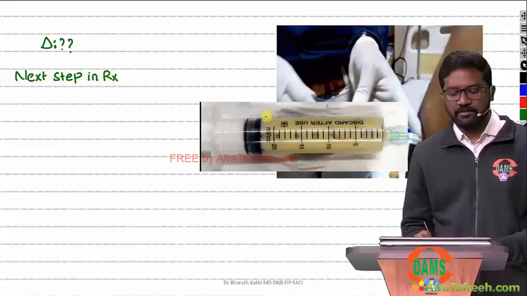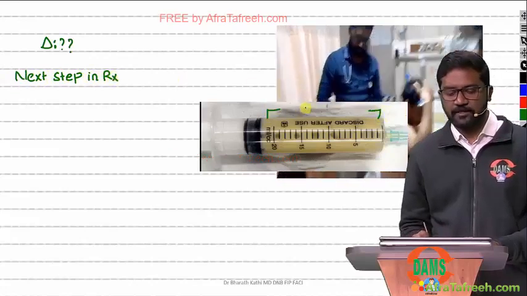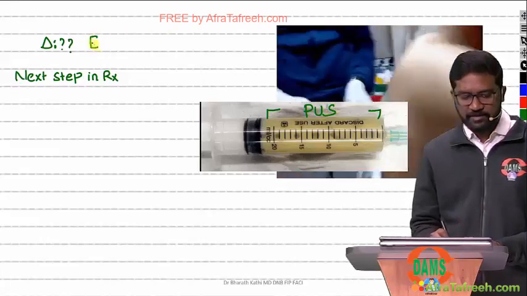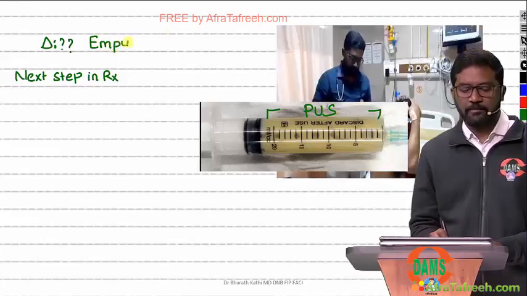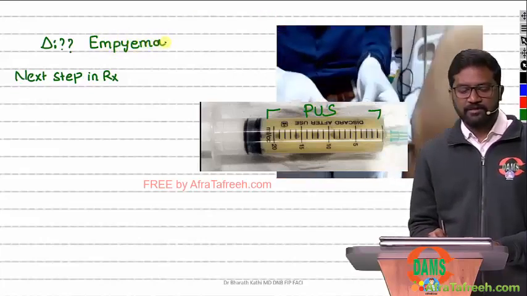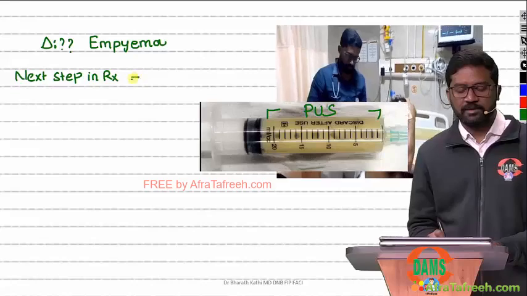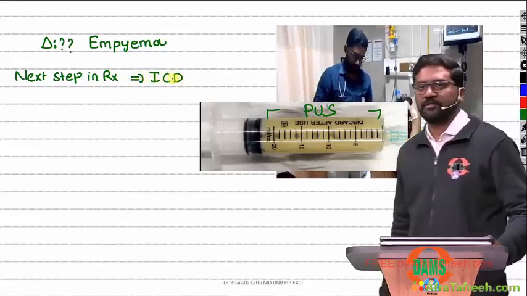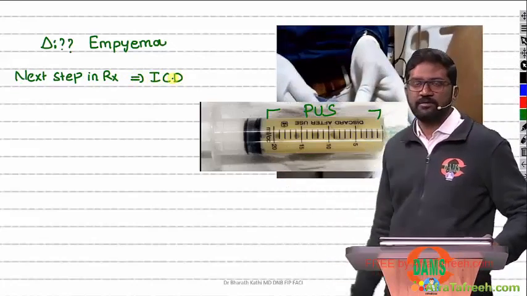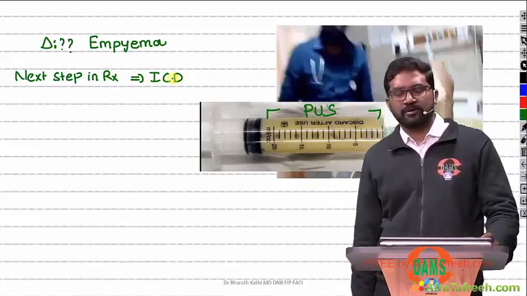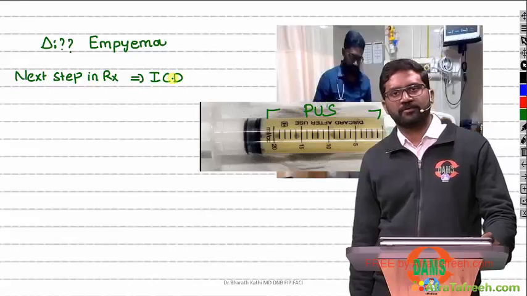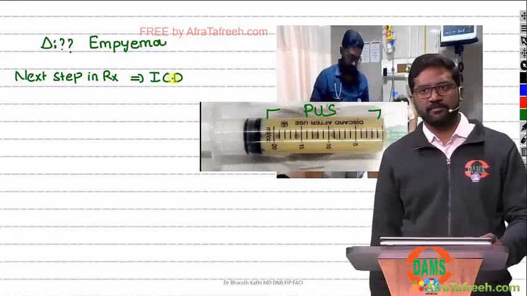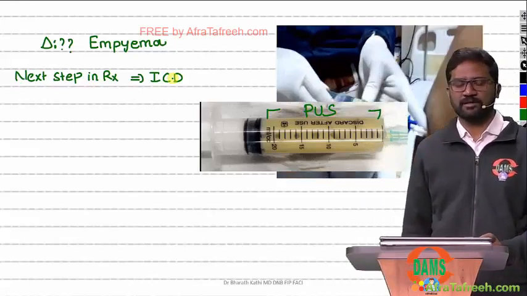So this brownish colored fluid, it is called as pus. Pus in pleural space is referred to as empyema. Whenever there is pus, what should be immediately done? Intercostal drainage. If there is pus in the pleural space, immediately you have to put a tube and completely remove that pus. Diagnosis is empyema and next step in treatment will be intercostal drainage.